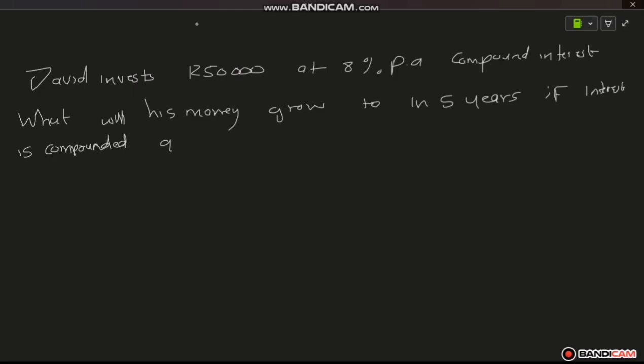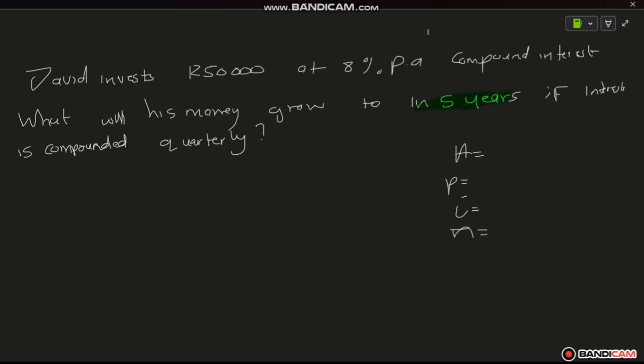Compounded quarterly. How many quarters do we have in a year? We have 4. And you must know that those compounding periods are going to affect the interest rate as well as the time period. So you write down all your data. Do we have the value of n? Yes, we do, which is 5 years. Then the interest rate, we are given, which is 8%.